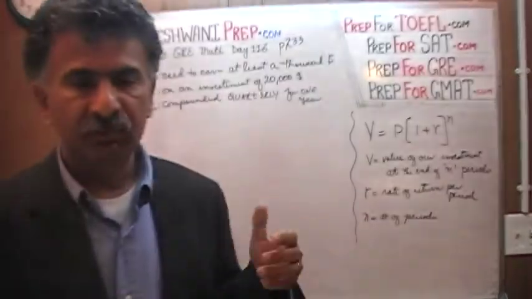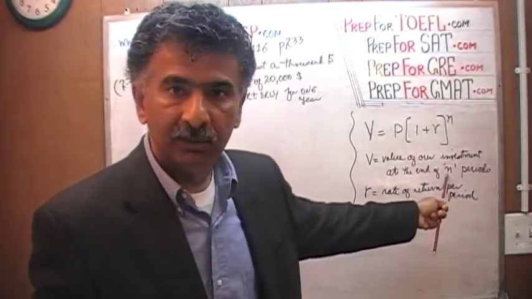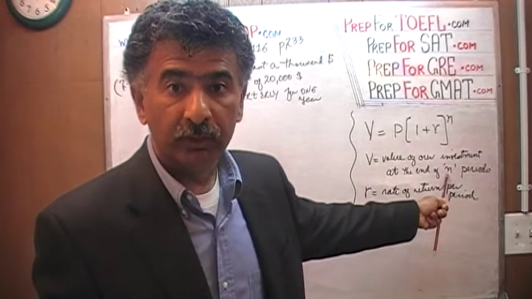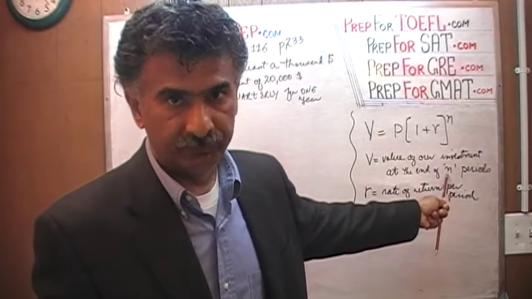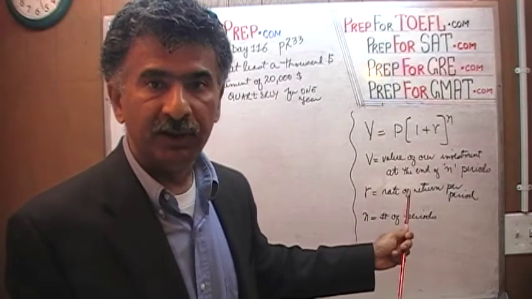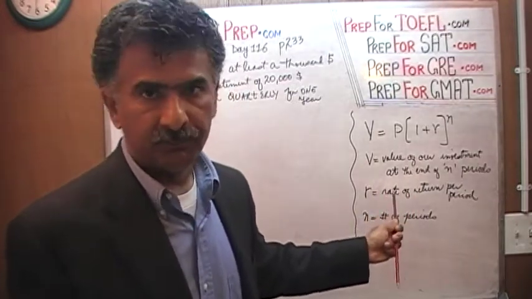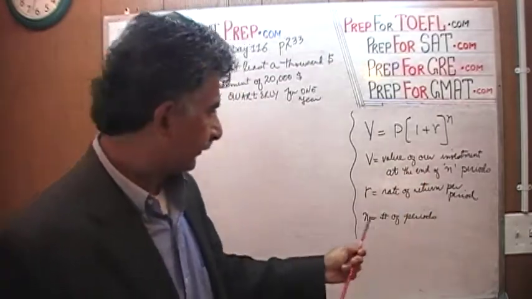Whatever the periods may be, n is obviously some number, it could be 4 months, 4 years, 4 quarters, or even 4 hours, whatever it is. Because this is a very general formula. We can talk about the population of bacteria at the end of 4 hours if it's growing at a certain rate per hour. This is a very general formula.